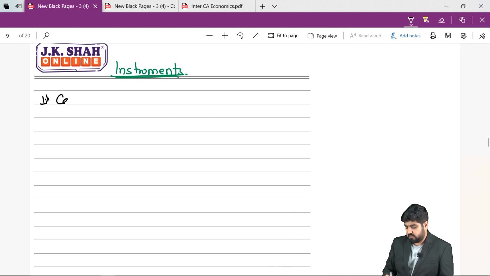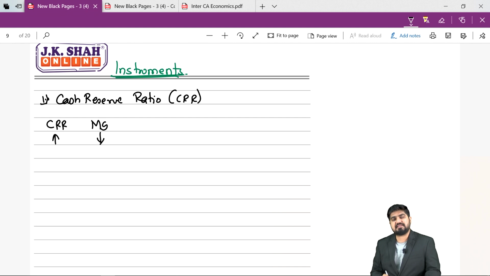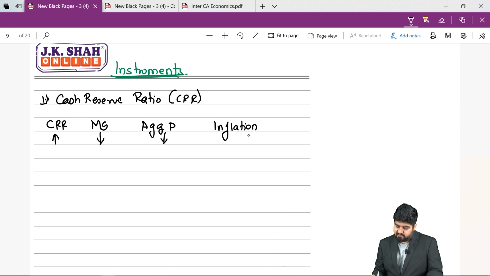First one is cash reserve ratio. I am sure you are aware about cash reserve ratio. This is the amount of deposit that every bank has to maintain with RBI. It is compulsory. Now, let's say if CRR is increased. Why would CRR increase and what will be the effect? The money supply will come down because of increase in CRR. If money supply falls, students, that means aggregate demand will be low in the market. If aggregate demand is low, that means it will control the level of inflation by reducing the prices.